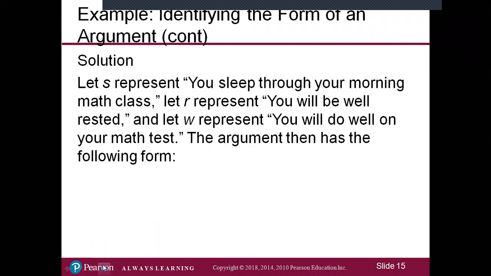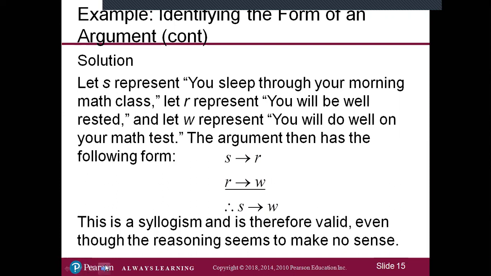Let S represent you sleep through your morning math class. Let R represent you will be well rested. And let W represent you will do well on your math test. Then the argument has the following form. If S, then R. If R, then W. Therefore, if S, then W. This is a syllogism and is therefore valid, even though the reasoning seems to make no sense.